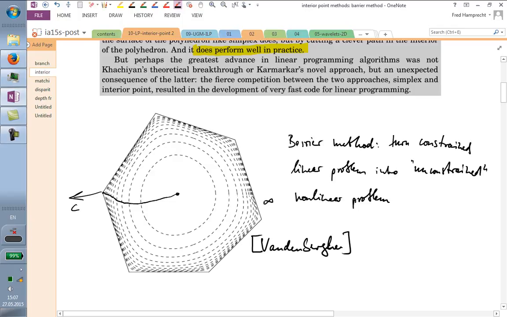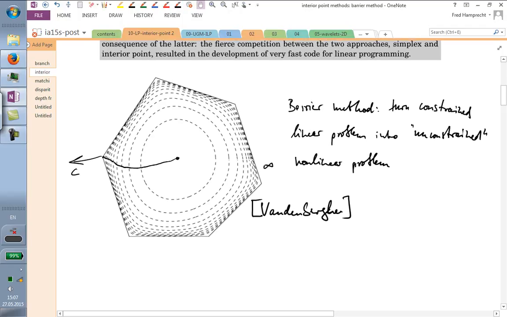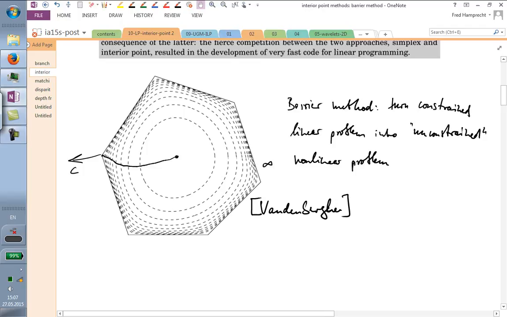Okay, so we introduce these barriers, and then we use Newton's method to find the minimum, and then we increase this attractive force by the reward, then we resolve, and so on and so on.